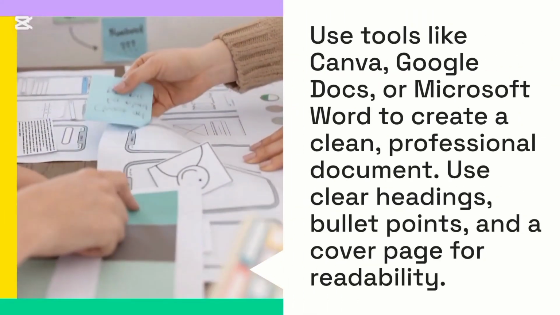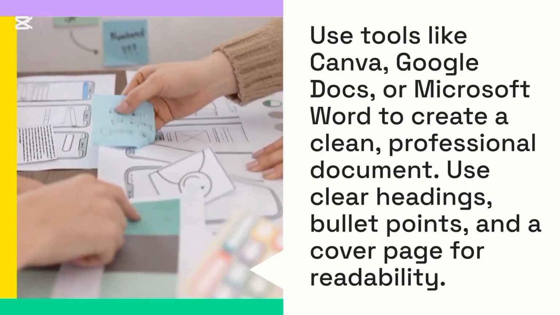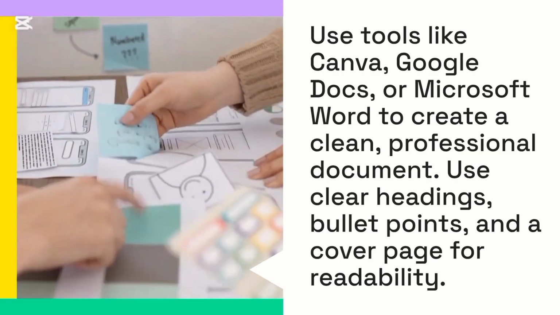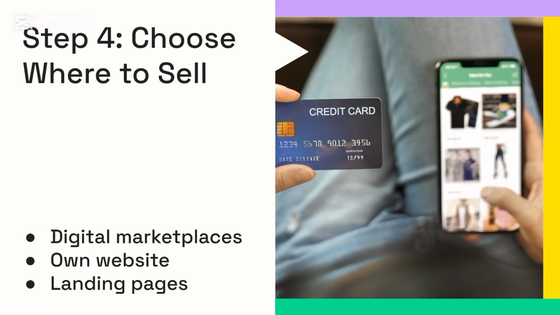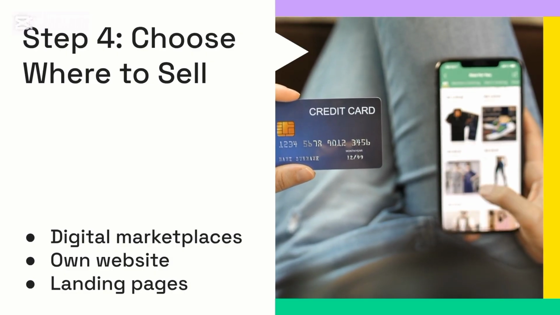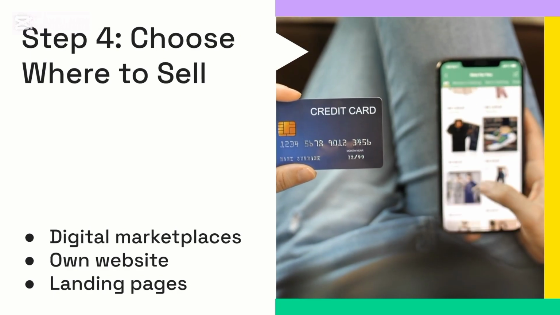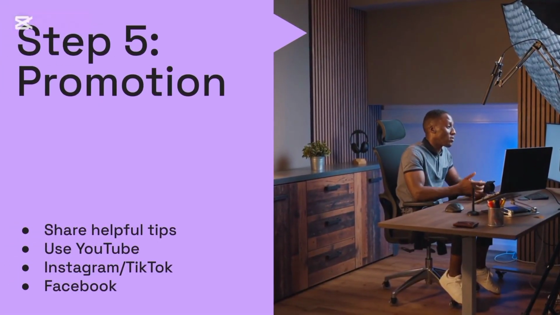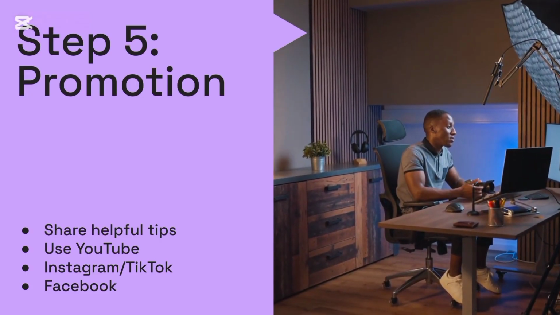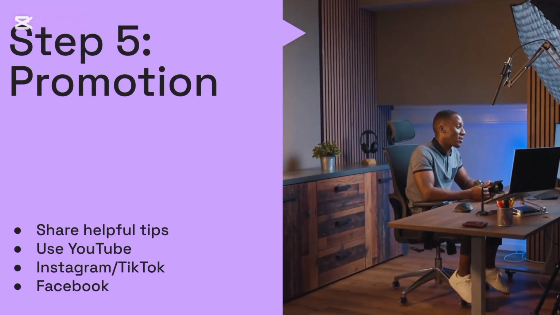Step 3 is designing the PDF. Use tools like Canva or Word to create a clean, professional look. Clear headings, bullet points, and a nice cover page greatly improve the customer experience. The fourth step is deciding where to sell. You can use established digital marketplaces or set up your own website or landing page. The platform handles the automatic delivery once the purchase is made. Finally, promotion. Attract customers by sharing helpful, free content on social media platforms like YouTube or Instagram. This builds trust and attracts people who need your full guide.